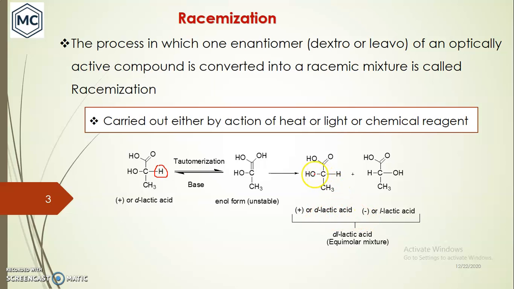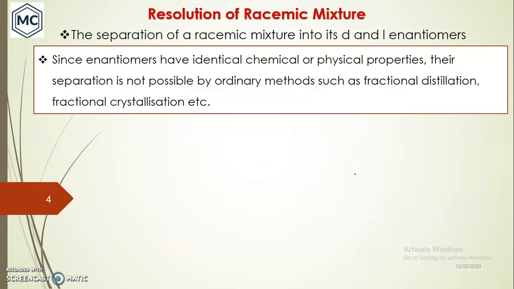dextrorotatory lactic acid, that is hydroxyl group on the left, and levorotatory lactic acid. Here you can see that the OH group is on the right, and if this yields an equimolar mixture, that is 50% D lactic acid and 50% L lactic acid, that is called a racemic mixture, and this process is called racemisation. Okay, and what is meant by resolution of a racemic mixture?